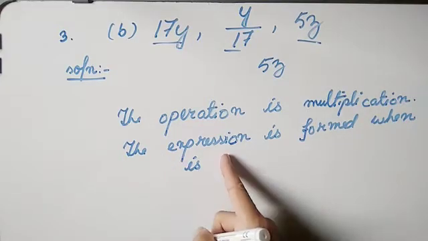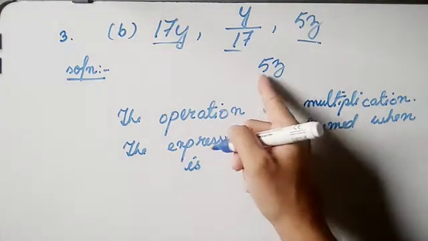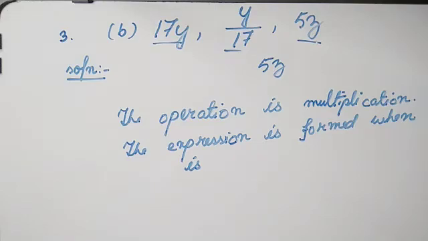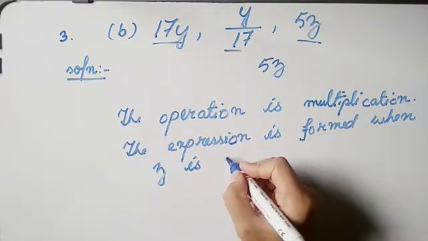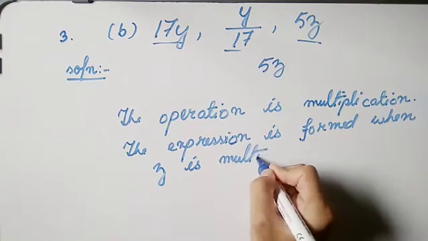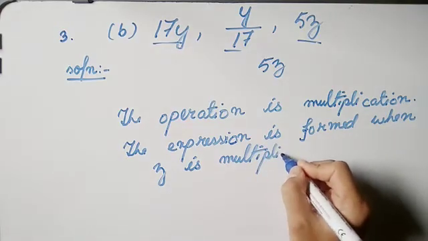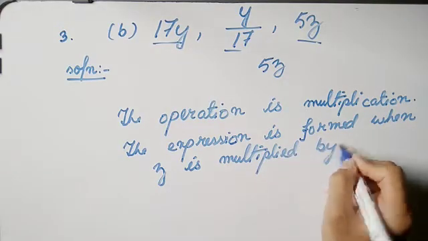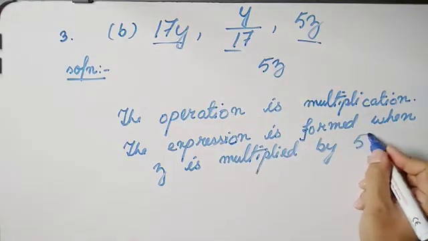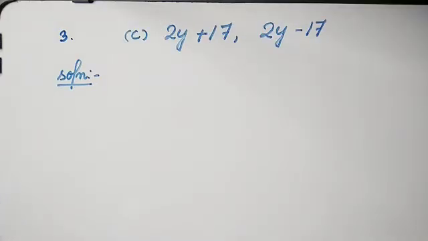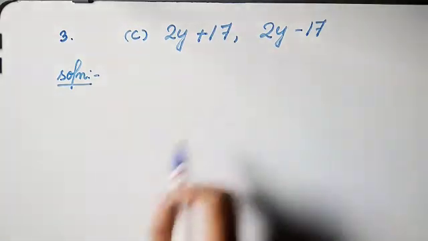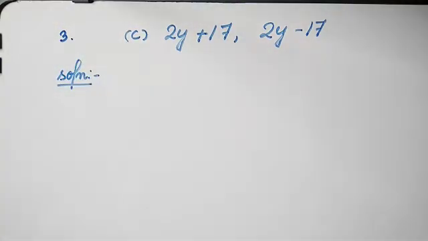Then how is this expression formed? It is formed when the variable z is multiplied by the number 5. Understood, student? Next, let's try our next question number C. Next, student, here is our expression for question number C.